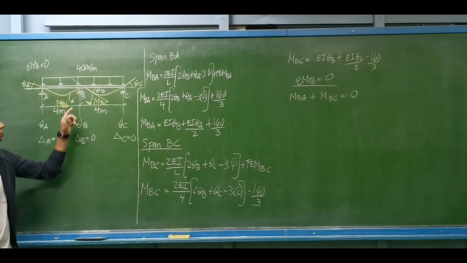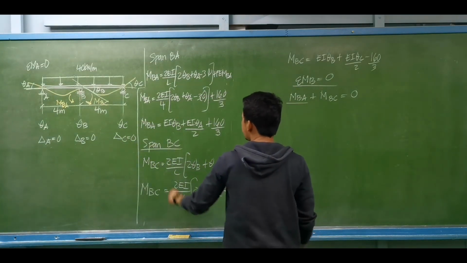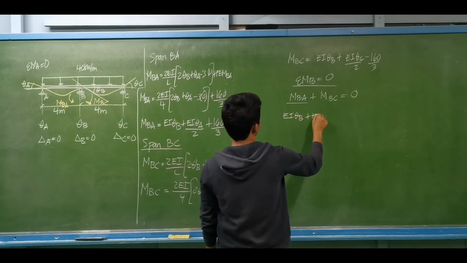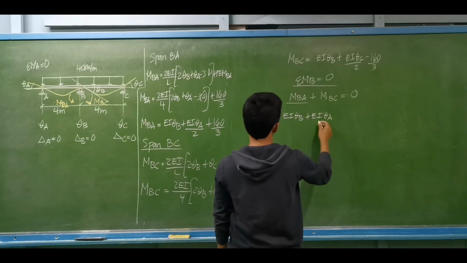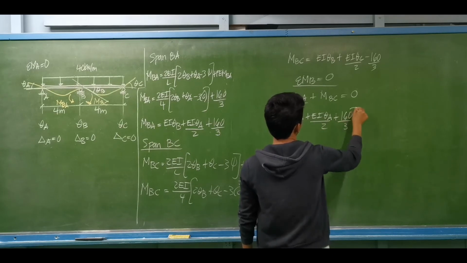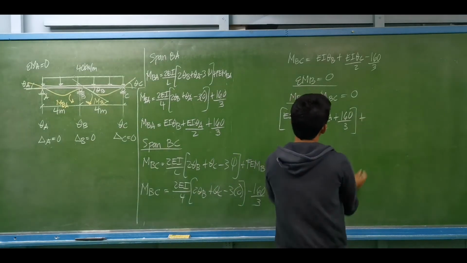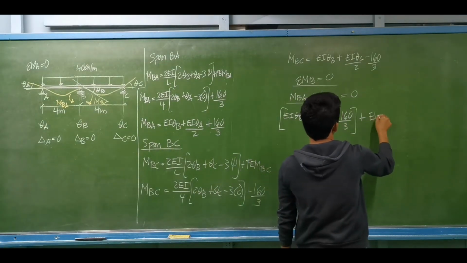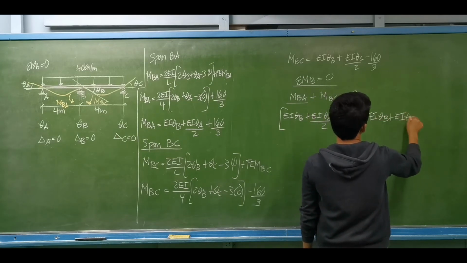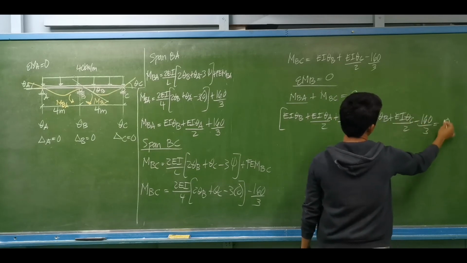We have to consider the moment for span BA and span BC. So it's equivalent of moment for BA, we have EI theta sub B plus EI theta sub A, divided by 2, plus 160 over 3. So this is the equivalent of moment BA plus, what is the equivalent of moment BC? This is EI theta sub B plus EI theta sub C divided by 2 minus 160 over 3 is equal to 0.